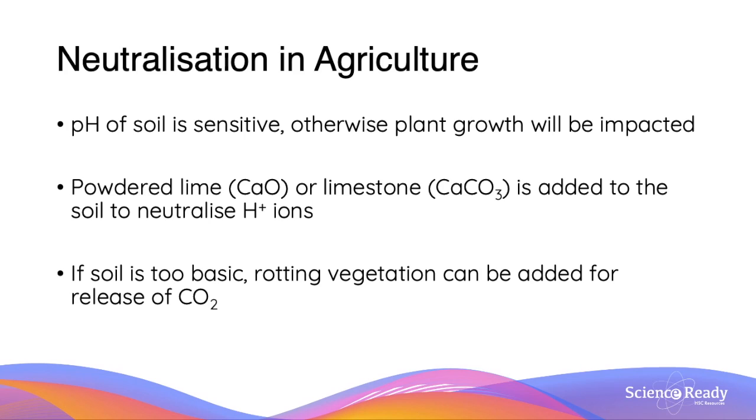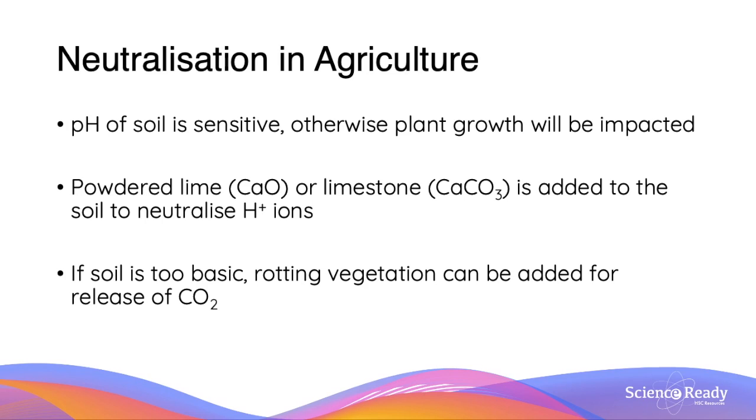So the first thing that we're going to be talking about is neutralization in agriculture. Now, the pH of soil in which the plants are grown requires a very specific range, and otherwise this would negatively impact soil growth. One example of this is if the soil is too acidic, then what we're going to do is add powdered lime, CaO, or limestone, CaCO3, into the soil to neutralize the H+ ions and increase the pH.